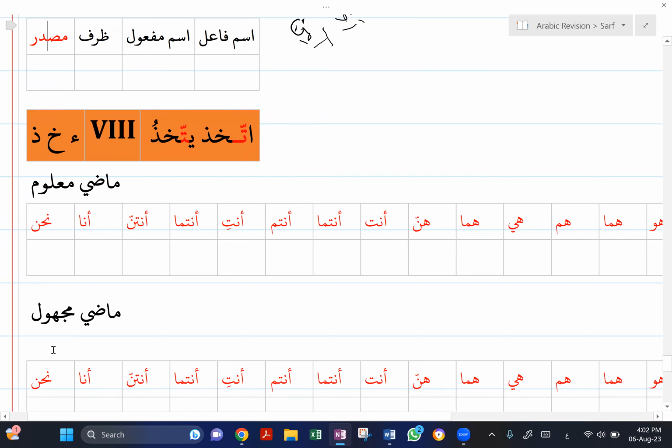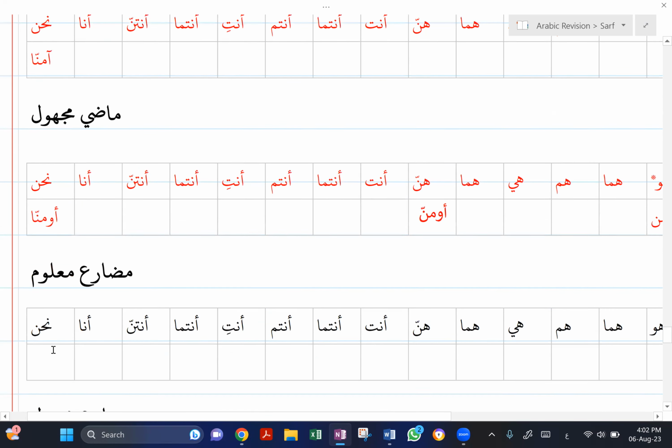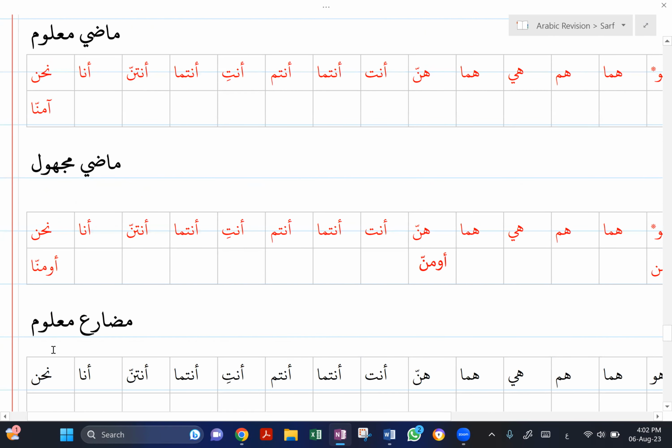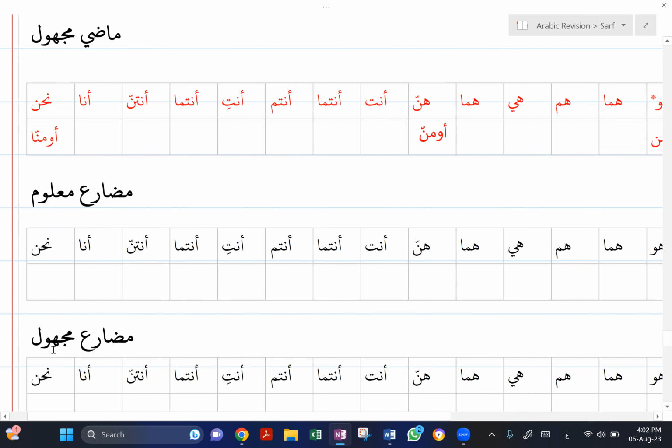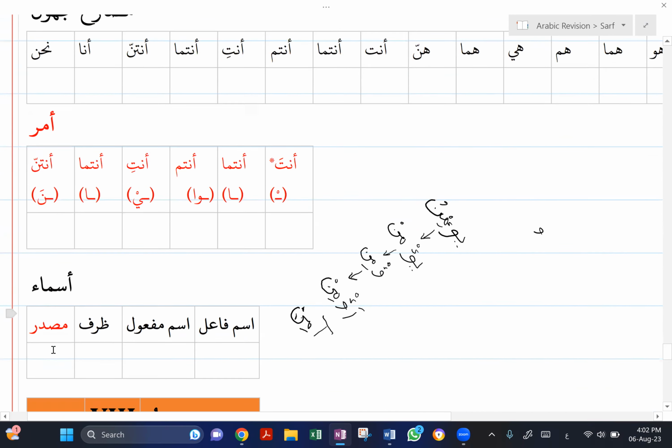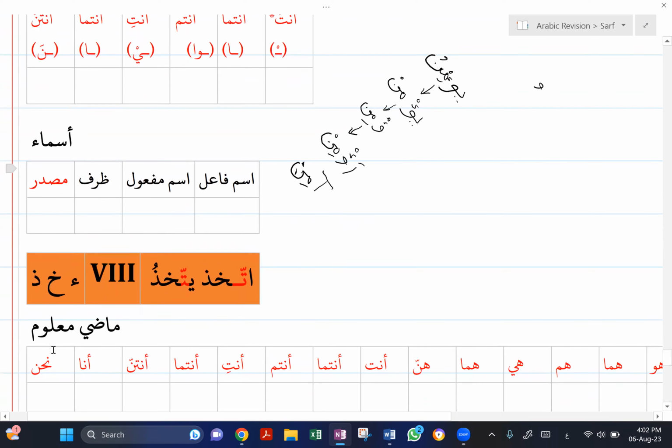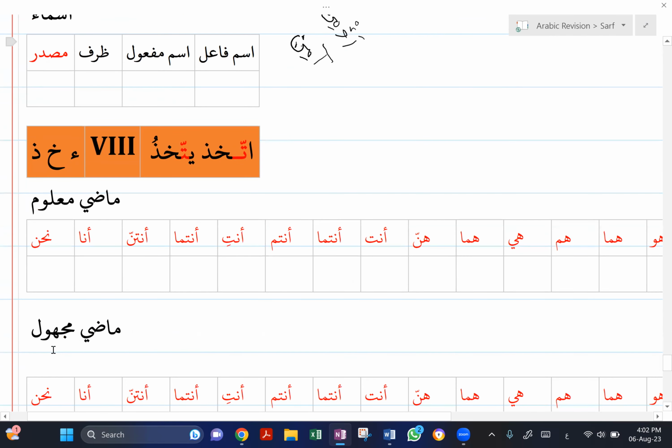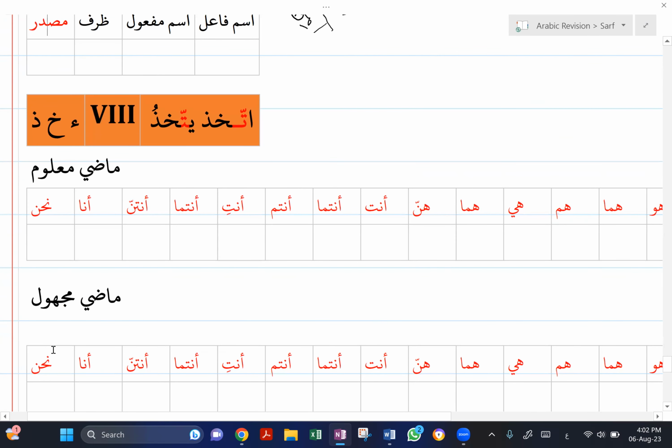So you see aslama, there's a lot of red actually that happened. The whole of Madi basically was red. Mudari', nothing happened. And then you have Amr. And then you have the masdar. Okay. So now let's go to family 8. That's the last family that has Mahmooz.